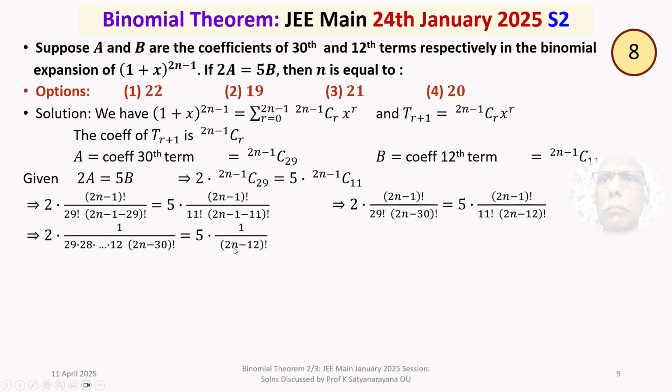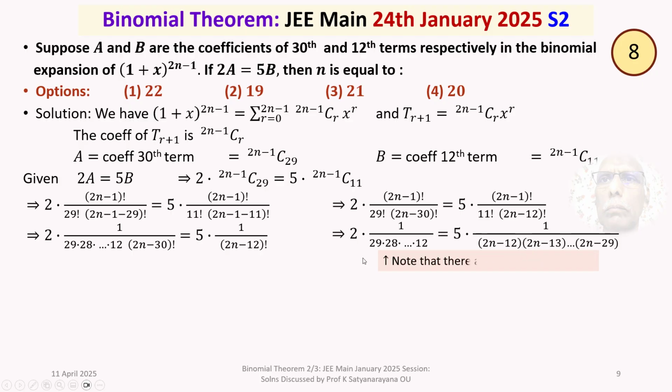So when you expand (2n − 12) factorial, it is (2n − 12)(2n − 13)(2n − 14) and so on up to (2n − 29) into (2n − 30) factorial. That tail, (2n − 30) factorial, you can cancel. So we have 5 into 1 by this product up to (2n − 29). Now note down, in the denominator, how many terms are there? 29 down to 12, that is 17 plus 1, 18 terms. In this also, 18 factors are there in the denominator.